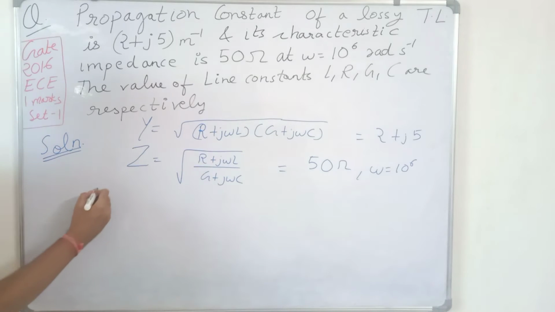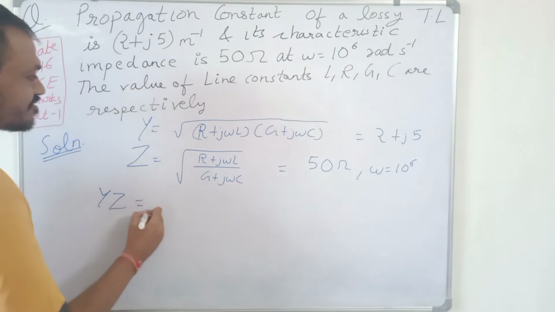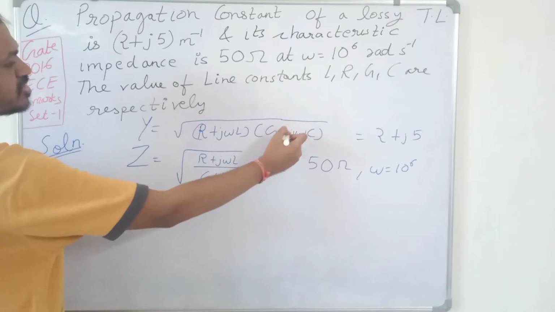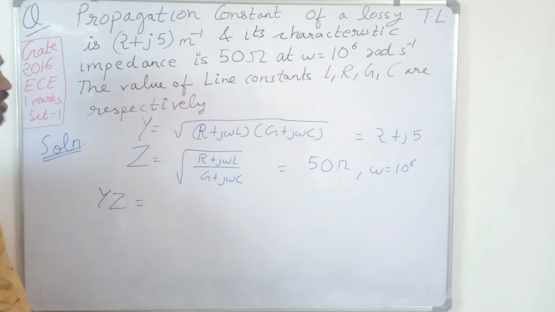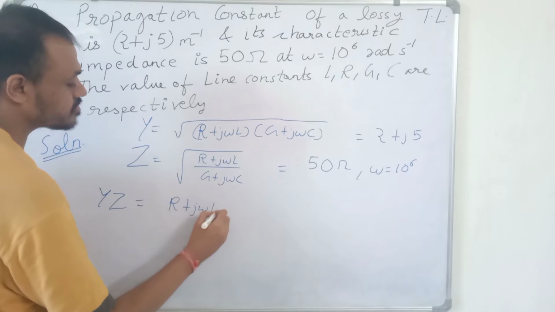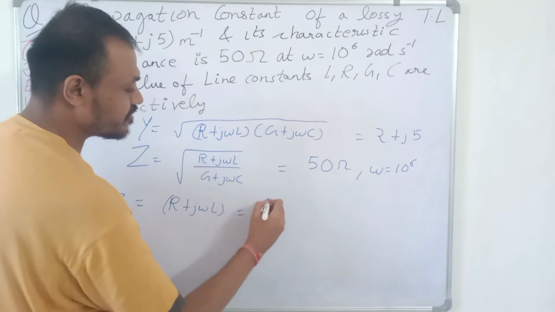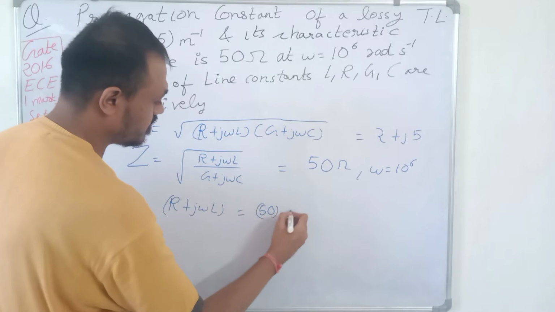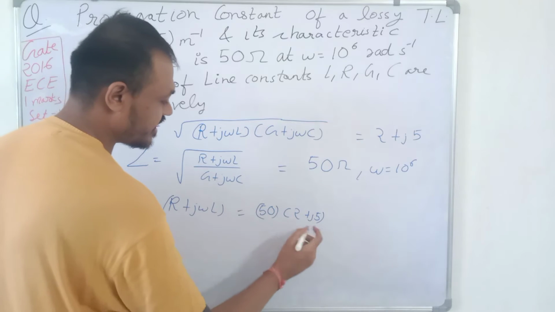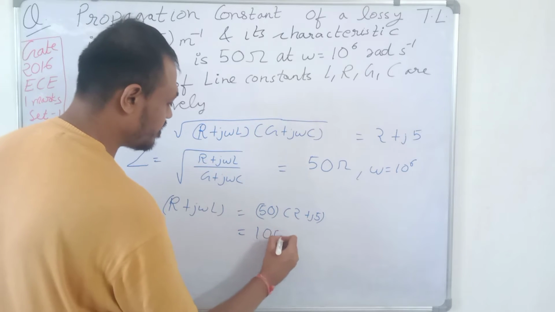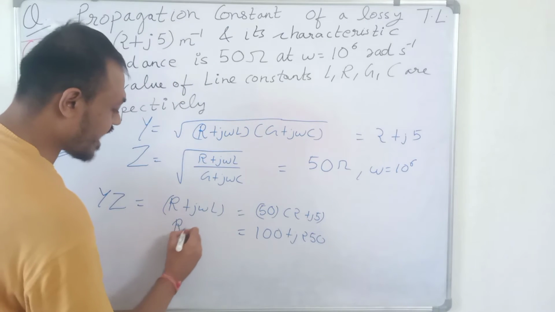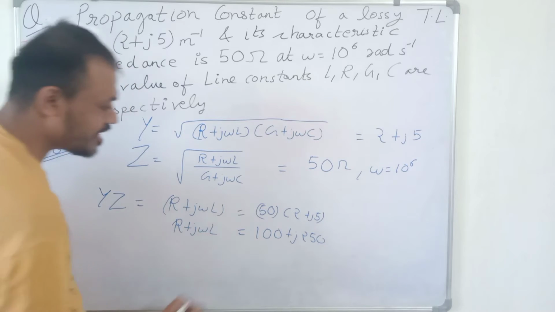If we multiply gamma with Z, then the G plus j omega C in the numerator and the G plus j omega C in the denominator will cancel, and we will get R plus j omega L. And this will be equal to 50 into (2 plus j5), which is 100 plus j250. So R plus j omega L is equal to 100 plus j250.